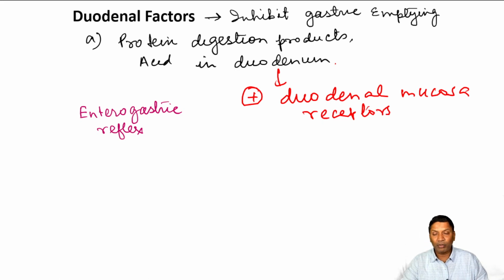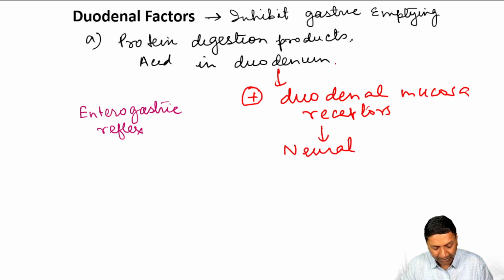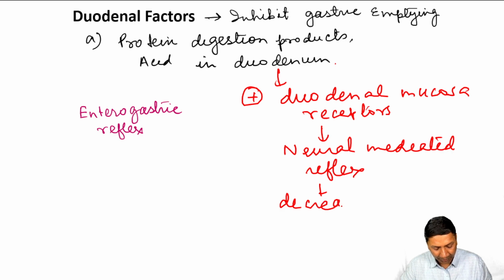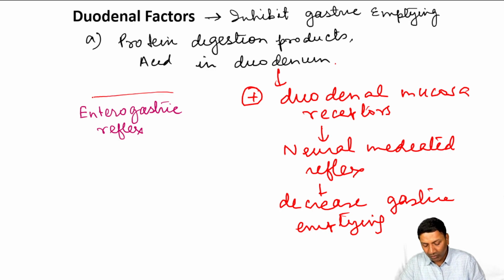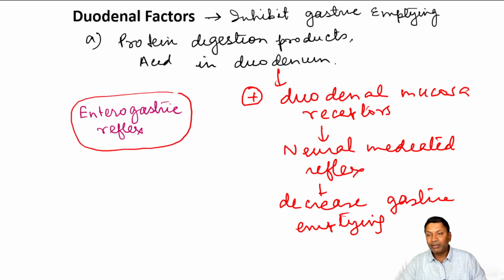So they will stimulate the duodenal mucosa receptors, right? And these duodenal mucosa receptors will initiate a reflex, and this reflex is a neural mediated reflex. This will decrease the gastric emptying, and this reflex is also called the enterogastric reflex.